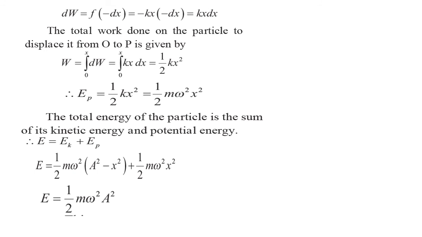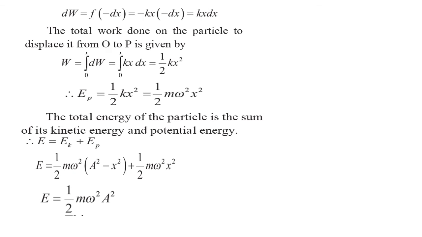Now similarly, if you want to write the expression for energy in terms of frequency, consider n as the frequency of a particle performing SHM. Then omega, the angular velocity, is given by 2 pi n. So the expression E = 1/2 m omega square a square we can write as E = 1/2 m (2 pi n) square a square. So we get energy equal to 2 pi square n square a square m.